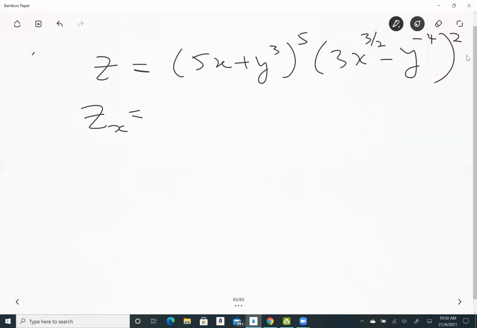All right, I want you to try this. You let u be the first term, and then v be the second term. Take u prime, v prime. But remember, when you do the v prime, u prime, are you doing zx or are you doing zy? So we start with zx. I give you 3 minutes. This one.